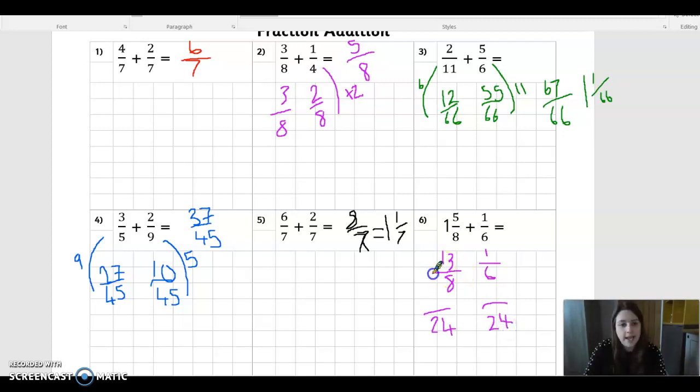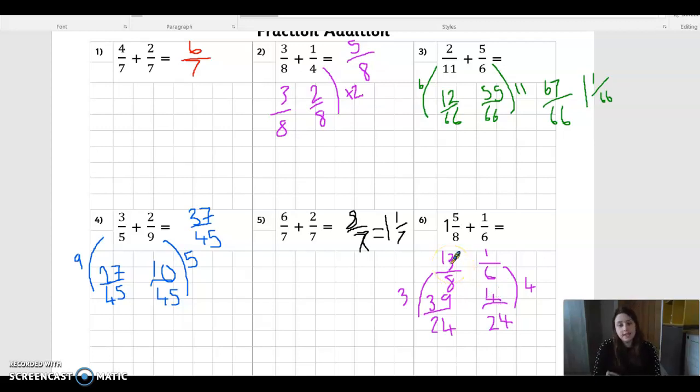24. So what do I times 8 by to get 24? I times it by 3. Whatever you do to the top, you do to the bottom. So 13 times 3 gives us 39. And then what do I times 6 by to get 24? I times it by 4. So then I've got 1 times 4, which gives me 4.